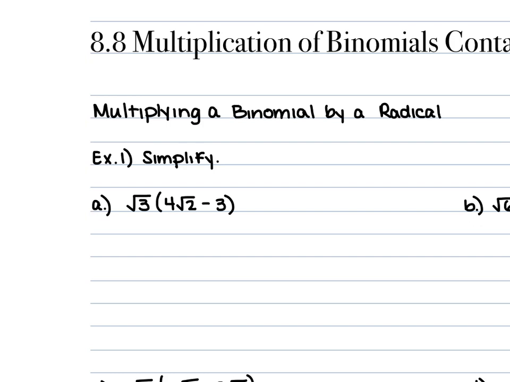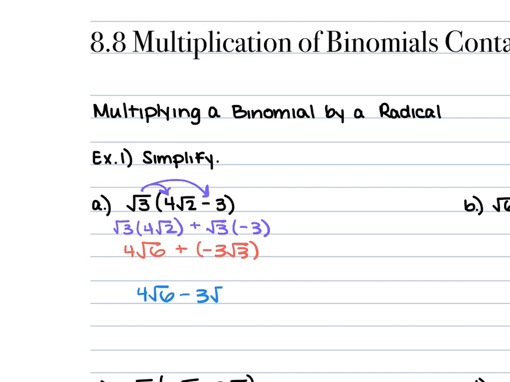We have the square root of 3 times 4 square root 2 minus 3. So we are going to distribute this square root 3 in and just do the square root of 3 times 4 square root 2 plus the square root of 3 times negative 3. The square root of 3 times 4 square root 2 is 4 square root 6. And the square root of 3 times negative 3 is negative 3 square root 3. So this gives us 4 square root 6 minus 3 square root 3. If you could simplify those radicals at this time, you would do so as well.